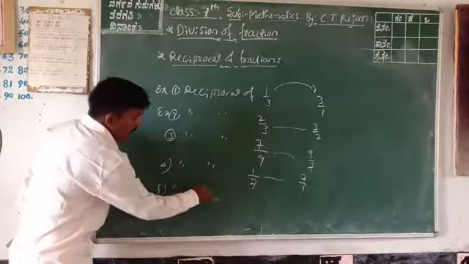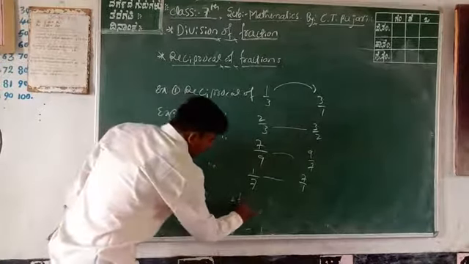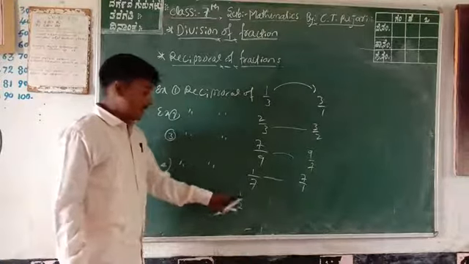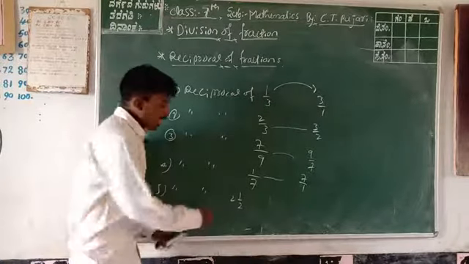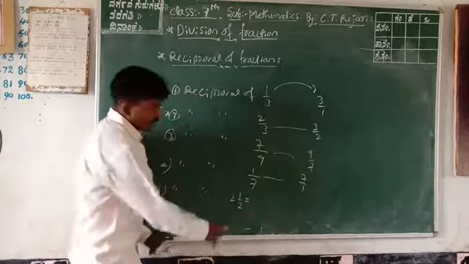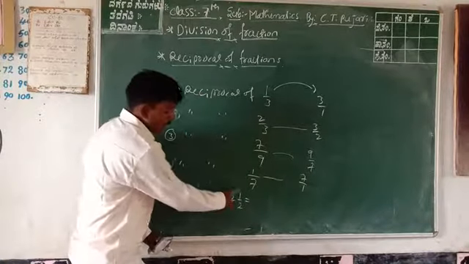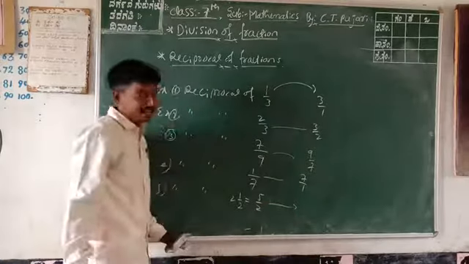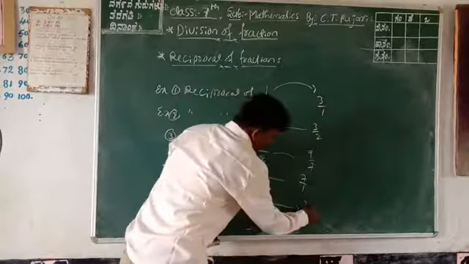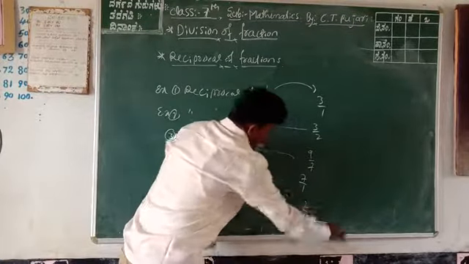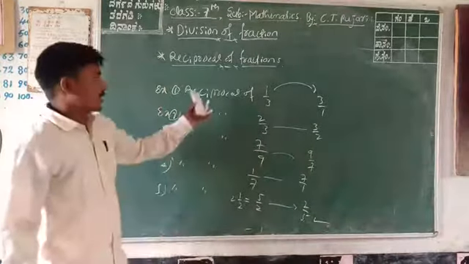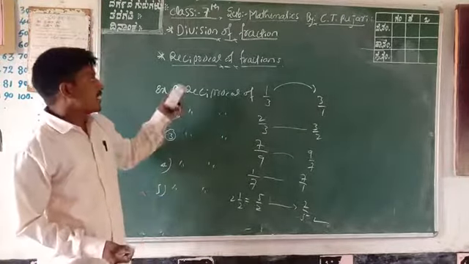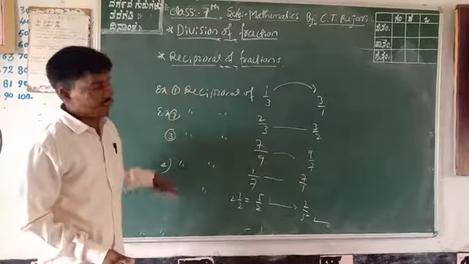The reciprocal of 2 integer 1 by 2. How can we simplify? This is a mixed fraction, so convert it to an improper fraction. 2 twos are 4, 4 plus 1 is 5 by 2. Next, the reciprocal of 5 by 2 is 2 by 5. Got it? These are all reciprocals of fractions. Dear students, these are the reciprocals; only one mark questions are here.